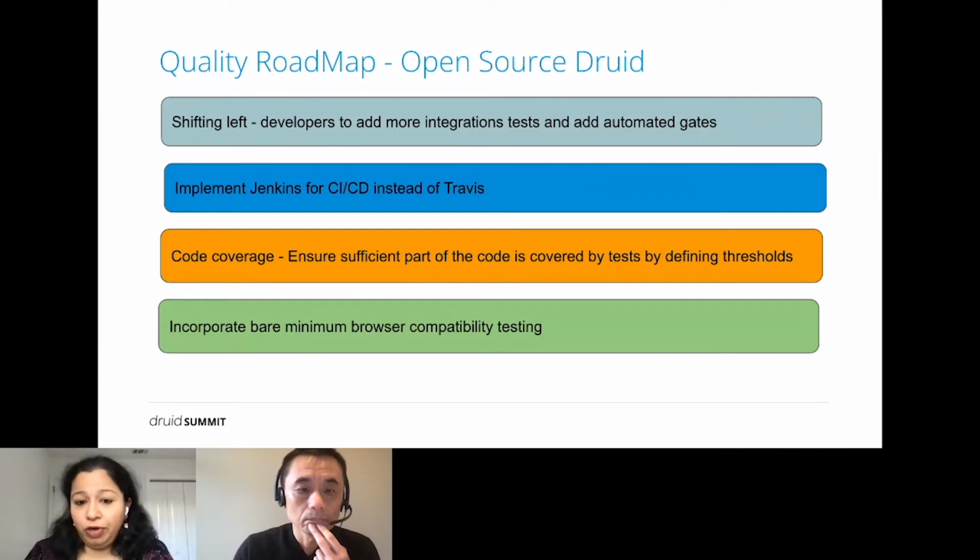And adding more automation gates. The next part is increasing the code coverage, establishing some standards with respect to not only unit tests but integration tests for code coverage, and defining some thresholds and standards there. Like your PR cannot be merged unless there is, say, X percentage of a threshold on the code coverage, right? And some bare minimum browser compatibility test.